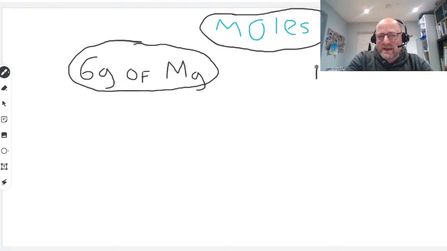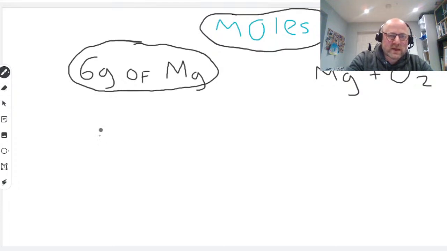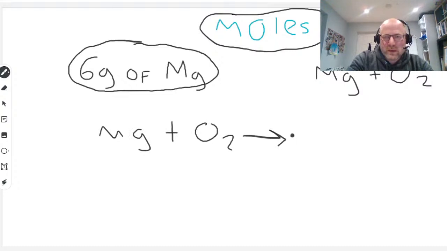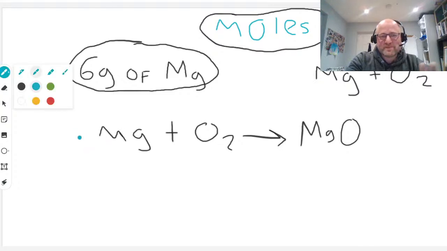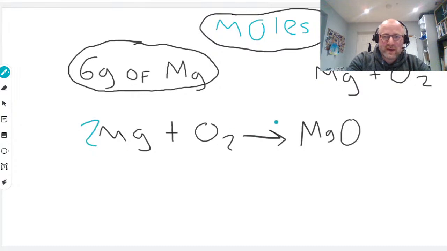Now, magnesium reacts with oxygen and forms magnesium oxide. This is a really easy version. Let me rewrite that over here. So Mg, O2, MgO. Essentially, we need to balance this up, so we're going to put a 2 here and a 2 here. Balancing is a whole other thing. Probably a bit late to learn your balancing.